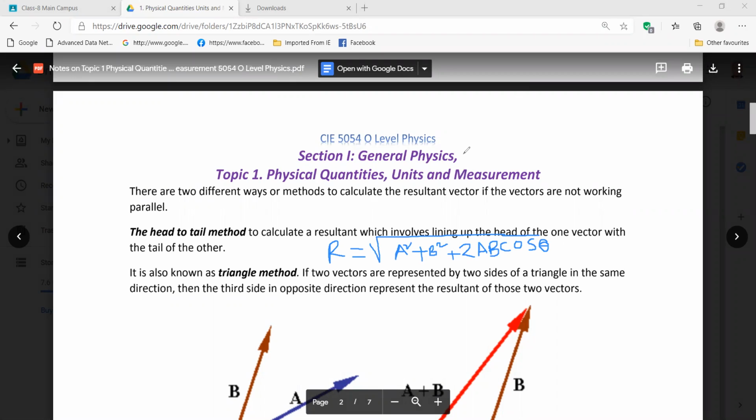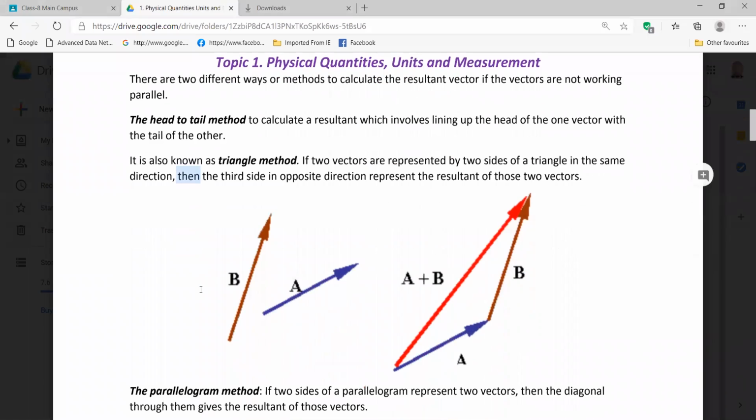Can you repeat with me? The graphical method is done by scale diagram. Yes, it is scale diagram, and scaling means what? Last class we did that one, right? What does scaling mean? Can you recall that one?